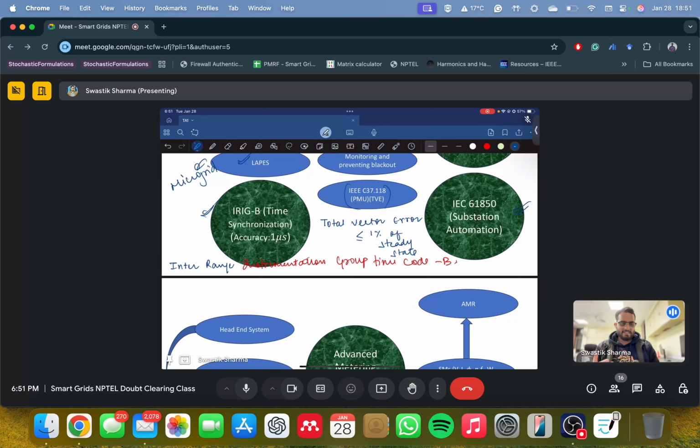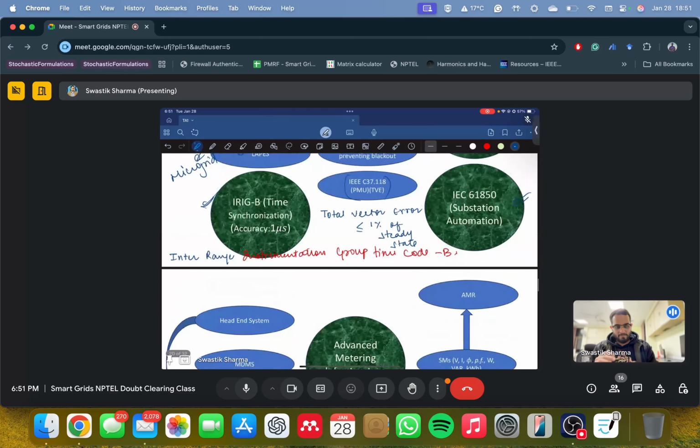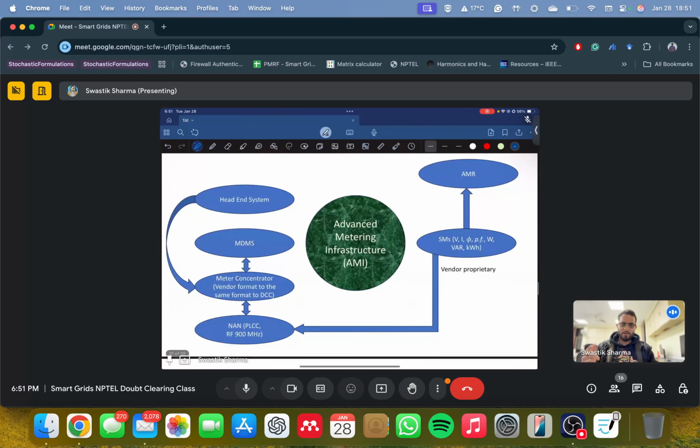I knew it was an IRIG standard, B, and we used it also, but the first time I never thought that it has an acronym. Just now I went to look. So the standard specifies that the accuracy should be 1 microsecond. That is something that I've written, but I don't know what code B is. I remember going through it when I was doing my coursework, but I've forgotten everything now.